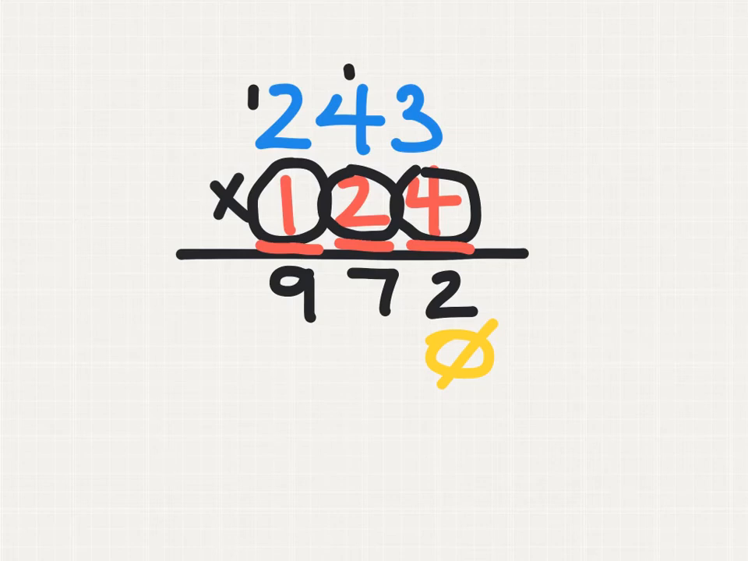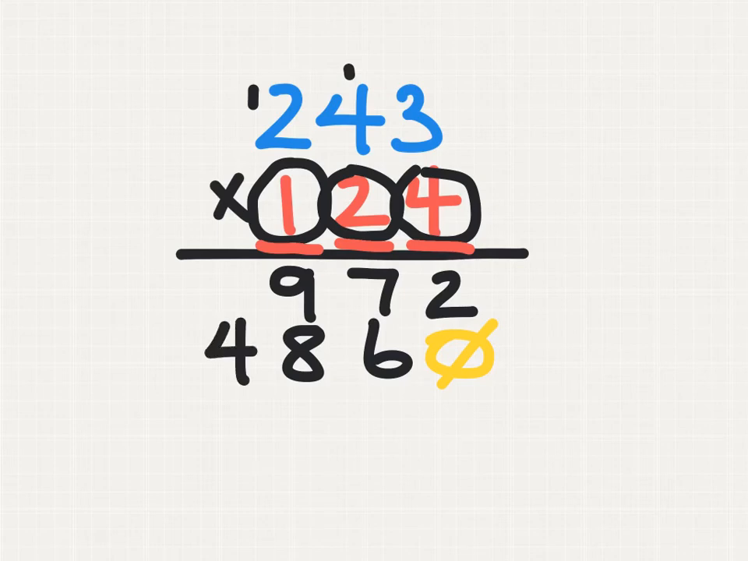2 times 3 is 6. There's nothing to carry. 2 times 4 is 8. Again, nothing to carry. And 2 times 2 is 4. We're now done multiplying by the 2. Now we'll finish by multiplying by the 1. Now keep in mind the 1 is in the hundreds place. So we need to put a placeholder in the ones and the tens and begin multiplying now. 1 times 3 is 3. 1 times 4 is 4. 1 times 2 is 2.